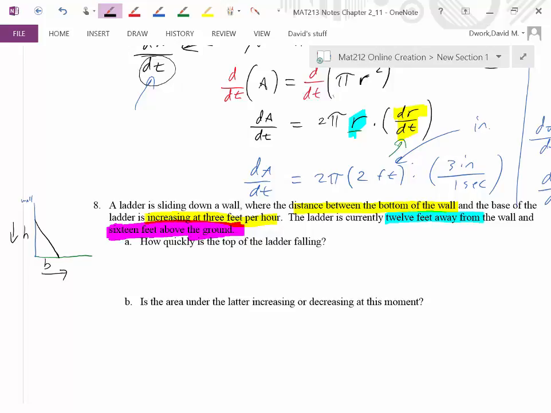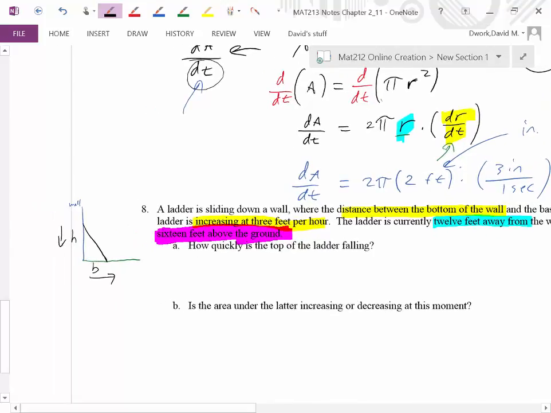The first thing we need to do, because I think we captured all the information we need on the picture, is come up with an equation that relates the height and the base, because that's what they gave us, and to answer the question. The question is saying, how quickly is the top of the ladder falling? So what they're saying is, how fast is it going down? Well, that's a measurement of height, so change in height over change in time. So again, I need some equation that has h in it and b in it.